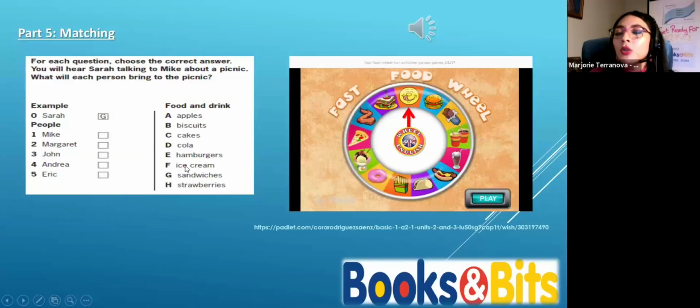And then from that, you can match each person with the kind of food and drink that they are bringing to the picnic, okay? Does anybody have any questions about the listening part of the exam? No? Okay, I recommend using Padlet when you are introducing vocabulary. Now, tell me if you can hear.